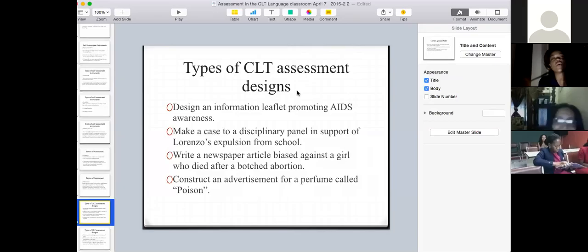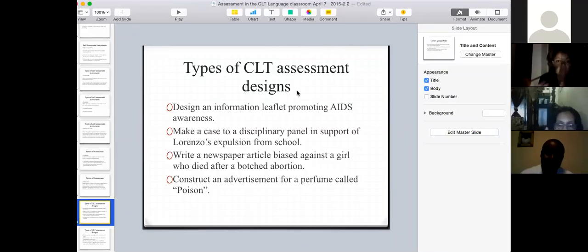What is this telling you? You'd have to provide a student with the attributes of poison. Very good. You'd have to provide a situation where the students, before they construct this advertisement, are going to be asked to look at the different ways in which poison can be articulated, the different meanings. And then look at perfume and what people like about it. So the students choose from the list of words attached to poison those things that can now be ascribed to a bottle of perfume.